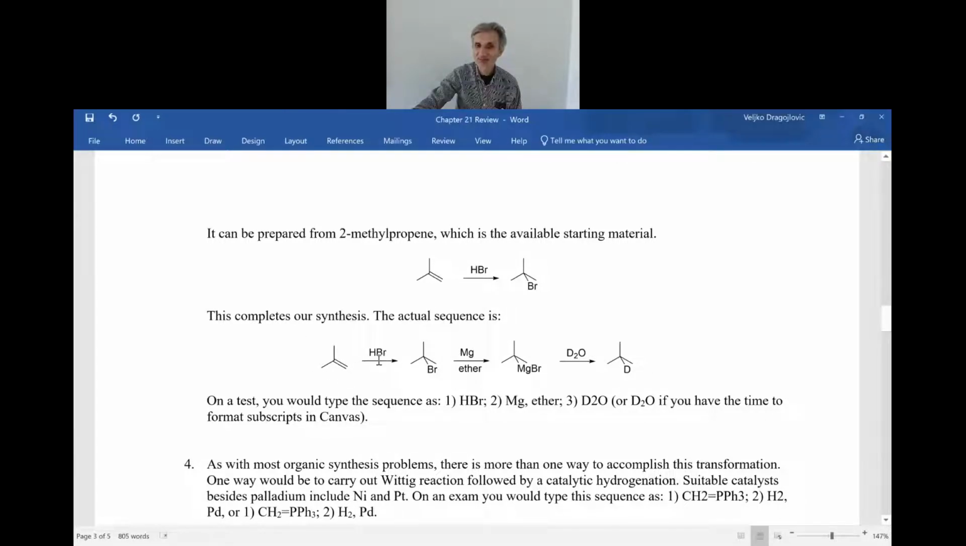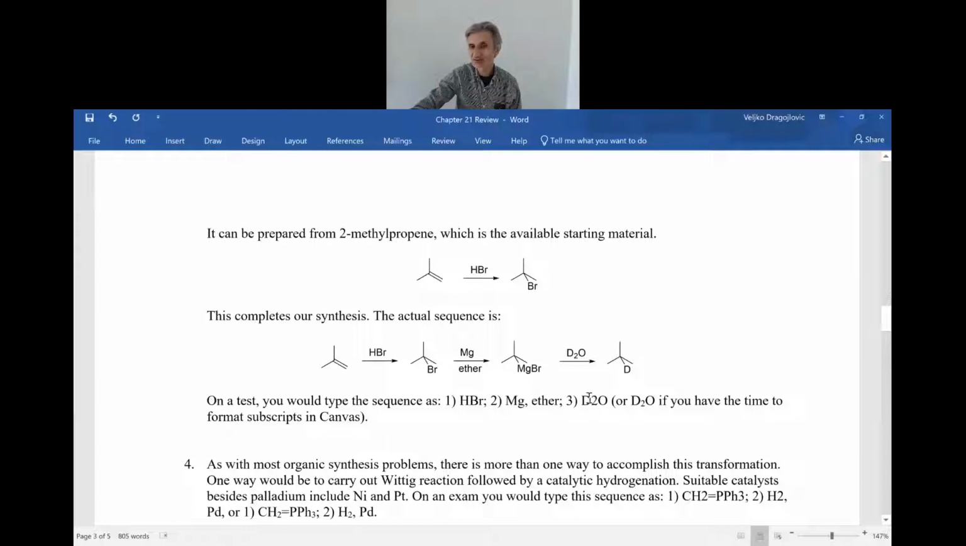Reaction of 2-methyl propene with hydrogen bromide gives tertiary butyl bromide. Reaction with magnesium in ether gives tertiary butyl magnesium bromide. And finally, reaction with deuterium oxide gives the desired 2-deuterio-2-methyl propane. On a test, you may be asked to type up this sequence, and this is how you will type it up. So reaction 1, HBr. Reaction 2, magnesium in ether. Reaction 3, D2O.